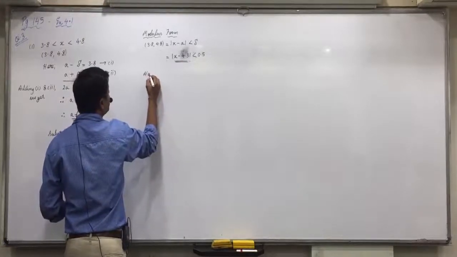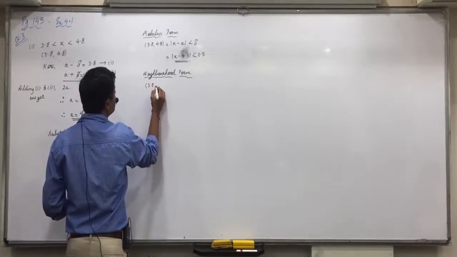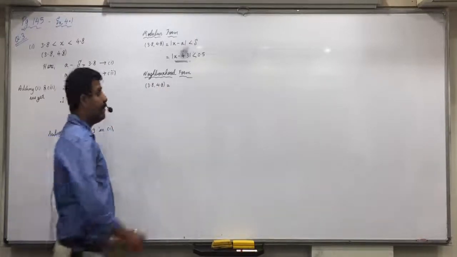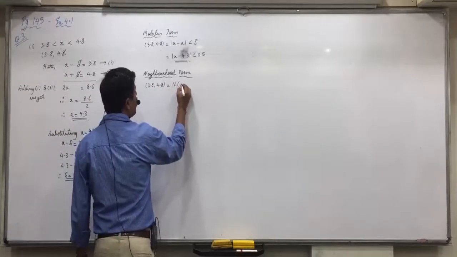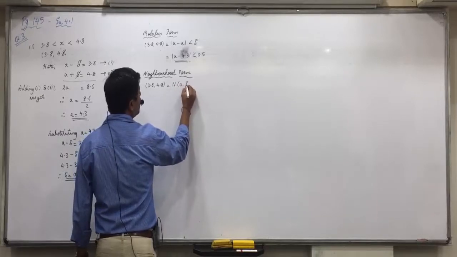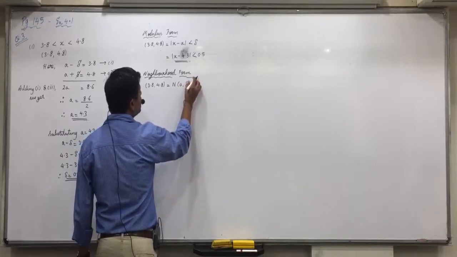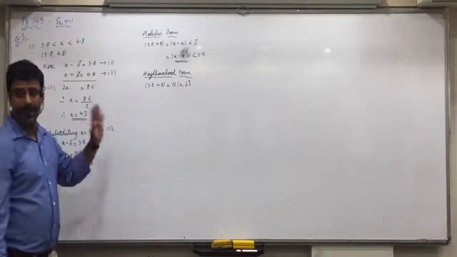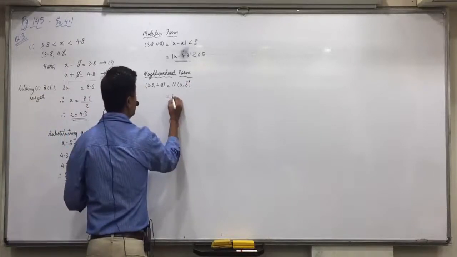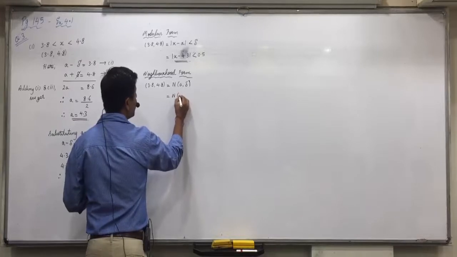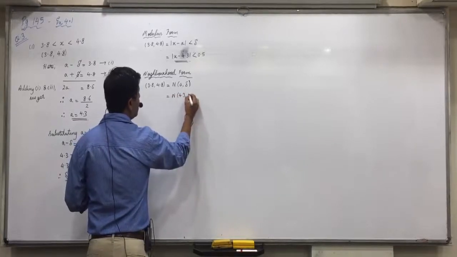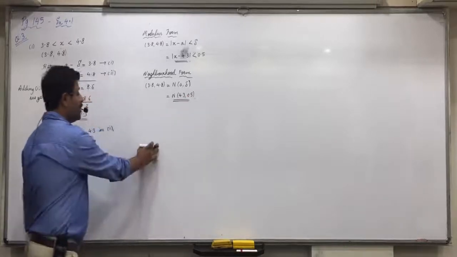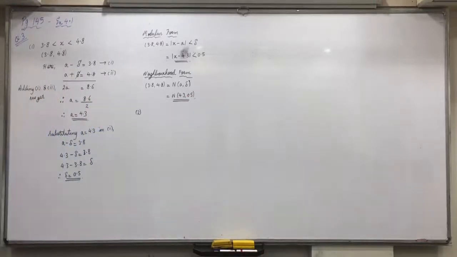And neighborhood form: (3.8, 4.8) equals, how do we write the neighborhood form? N, bracket a, delta, which is read as delta neighborhood of a. So in N(a, delta), a we got as 4.3 and delta we got as 0.5. Did you understand this portion everyone?